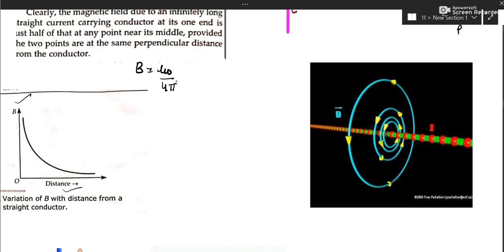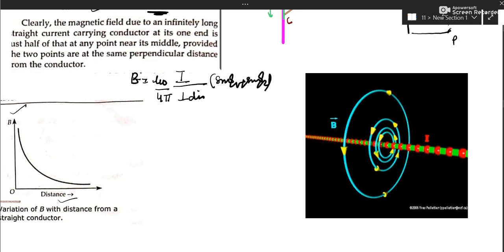You can write it as K also. I by perpendicular distance, and then will come your sine phi 1 plus sine phi 2. Okay, so magnetic field and perpendicular distance are inversely proportional. So this is a graph. As distance increases, magnetic field decreases.